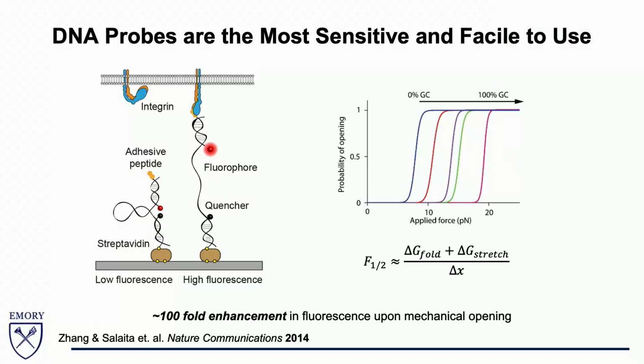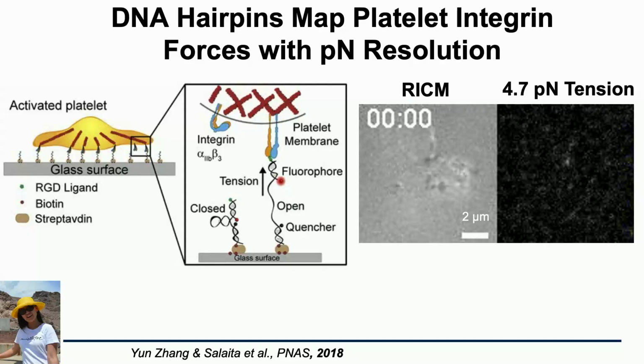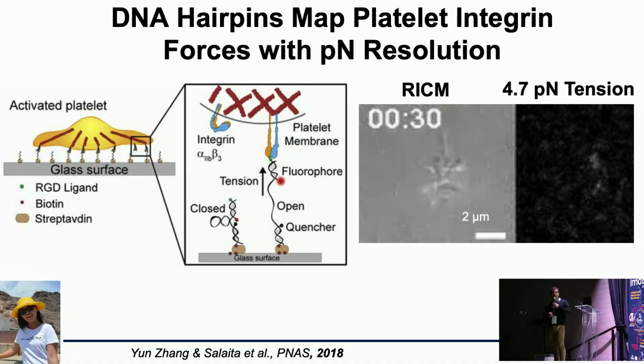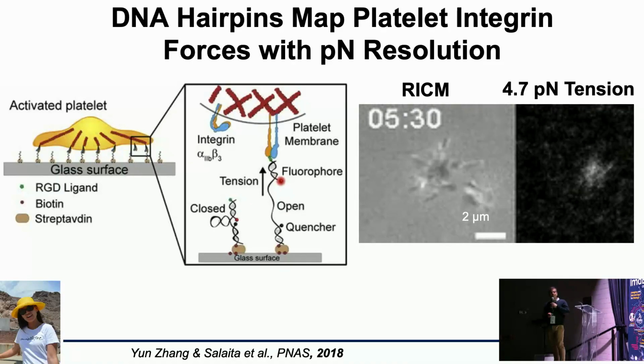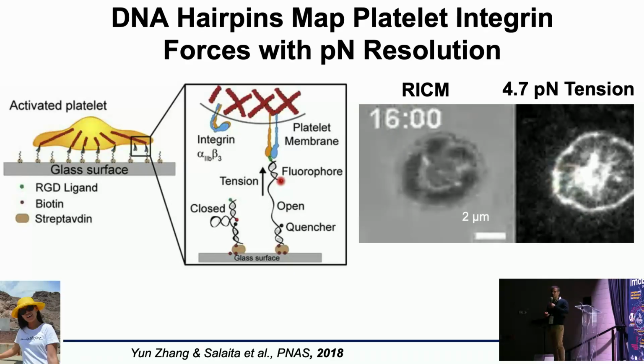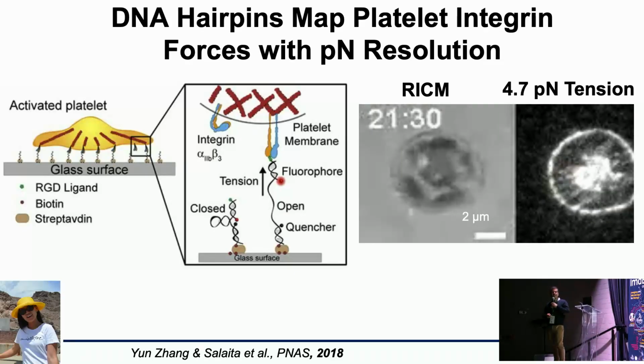So let me show you an example of using this probe. I'm going to switch systems on you here. So this is now, you're going to see a video of a human platelet landing on a surface, and that's where the video is going to run. And so on the left-hand side, you see the reflection interference contrast microscopy. We've seen some IRM images thus far. This is time, this is a scale bar.